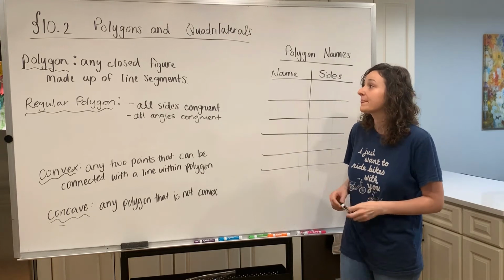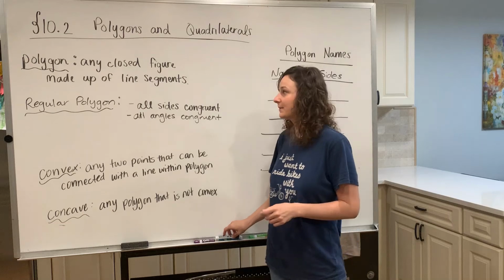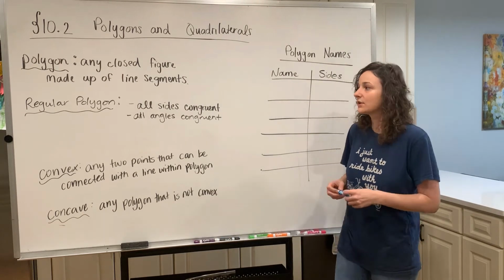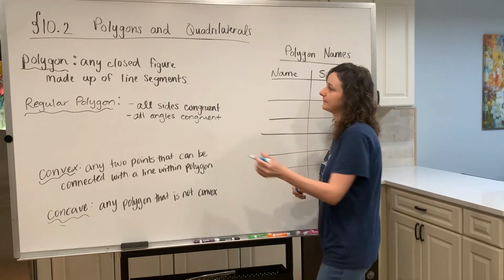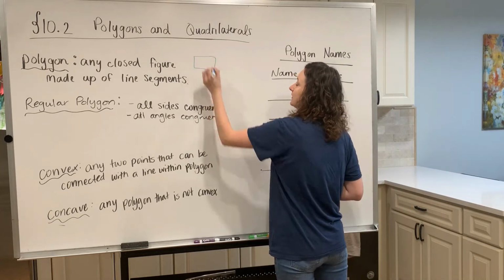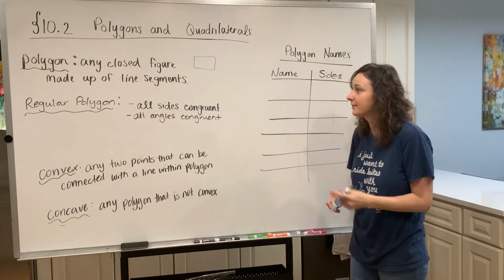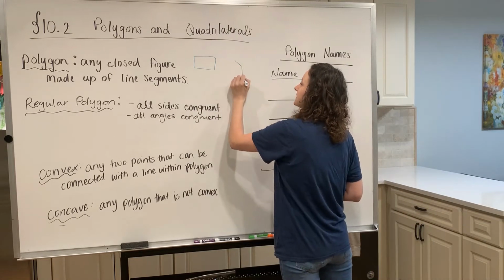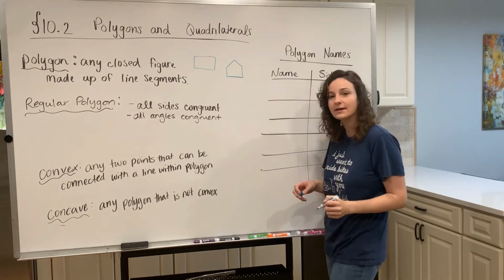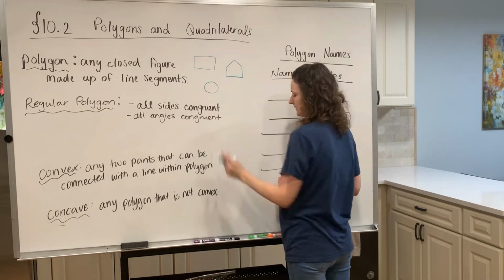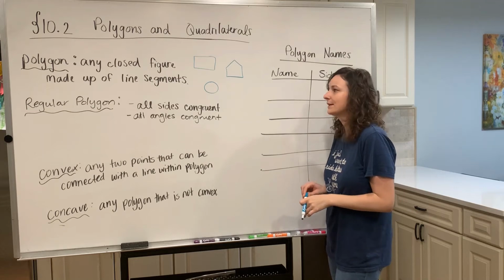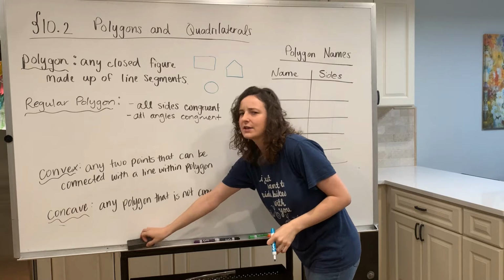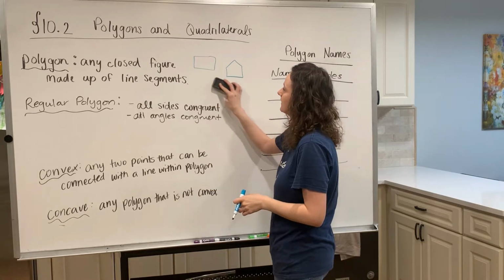So let's get started. Today we're going to be talking about polygons. A polygon is any closed figure that is made up of line segments. So we can think of lots of shapes. A rectangle is a closed figure made up of 4 line segments. A pentagon is an example of a polygon. What about a circle? Could a circle be a polygon? No, because it is not made up of line segments. You cannot have any curvy parts in polygons.